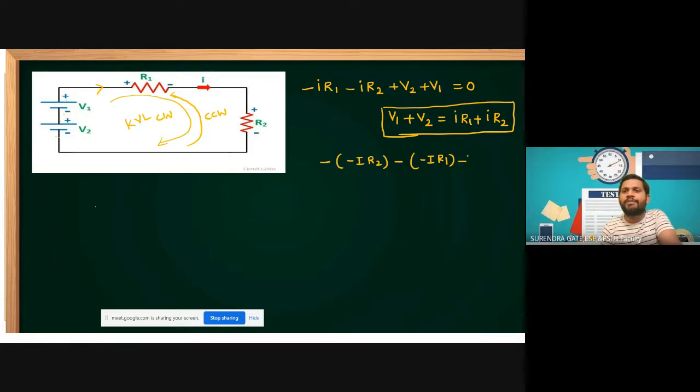Next, we are moving in the counterclockwise direction, positive to negative, friends. Positive to negative means minus V1. Positive to negative means fall of voltage, minus V2 is equal to 0 according to KVL. Then what we can get, friends? This is IR2 plus IR1 minus V1 minus V2 equal to 0. Then what you can get, students? V1 plus V2 is equal to IR1 plus IR2.